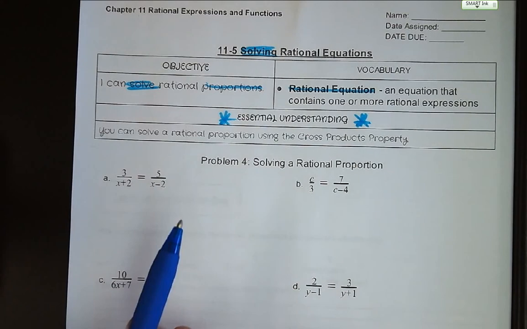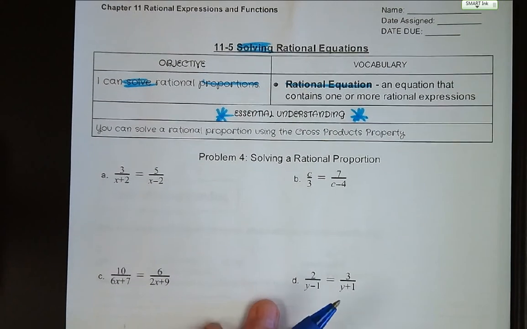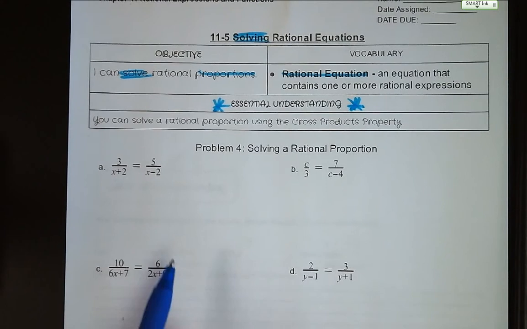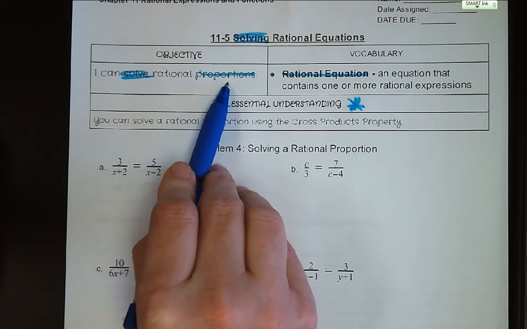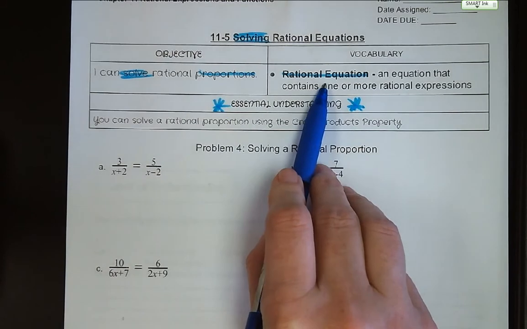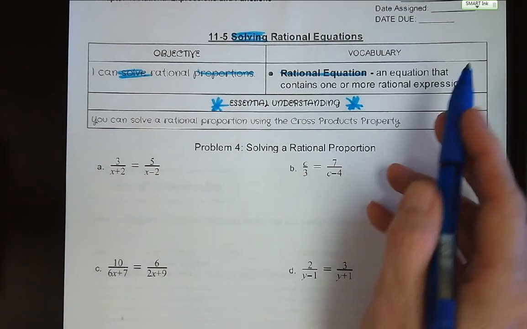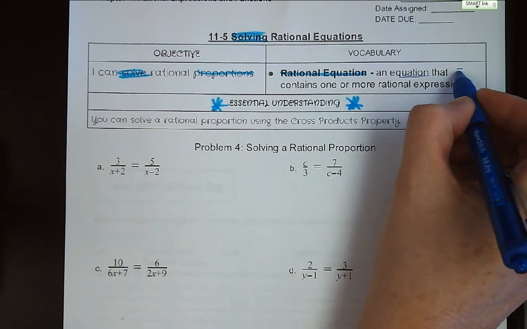Hi guys, welcome to lesson 11.5, solving rational equations. Our objective for today is that I can solve rational proportions. Our vocab, rational equation, is an equation that contains one or more rational expressions.